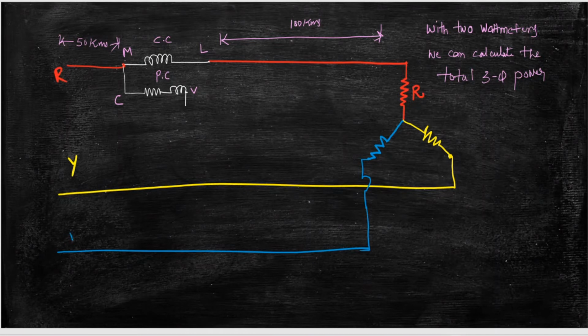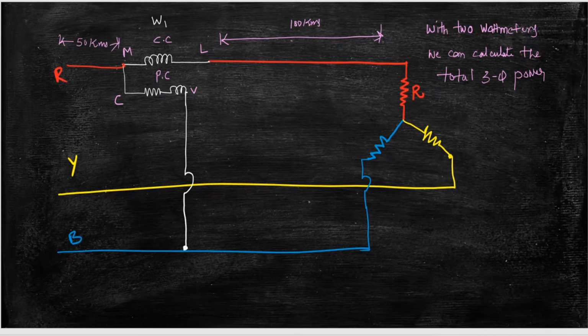I will use any one of the phases as a neutral, and instead of connecting it to neutral, I am connecting it to any one of the phases. I will use B in this case. So I have connected the wattmeter 1 to B phase. So this is B phase, which is used as a neutral point.